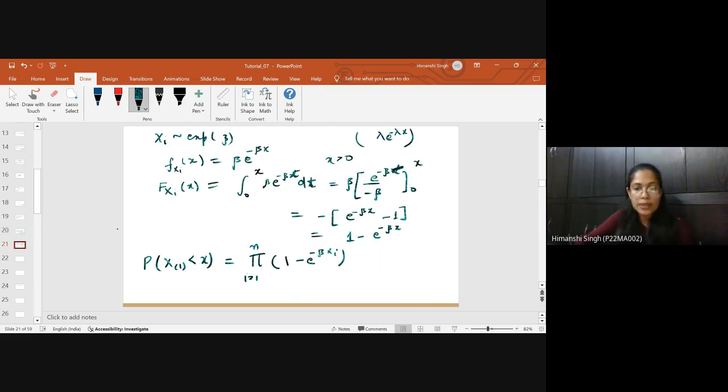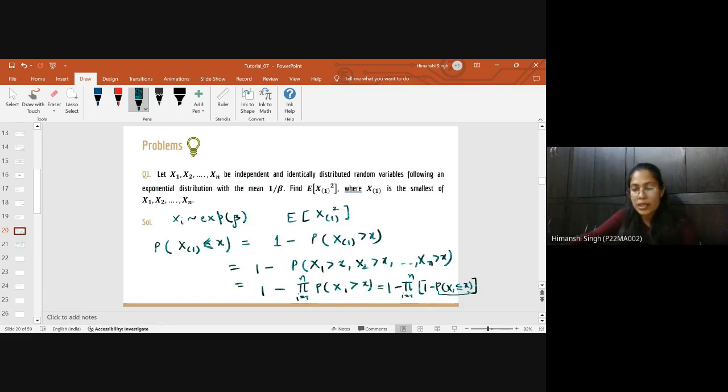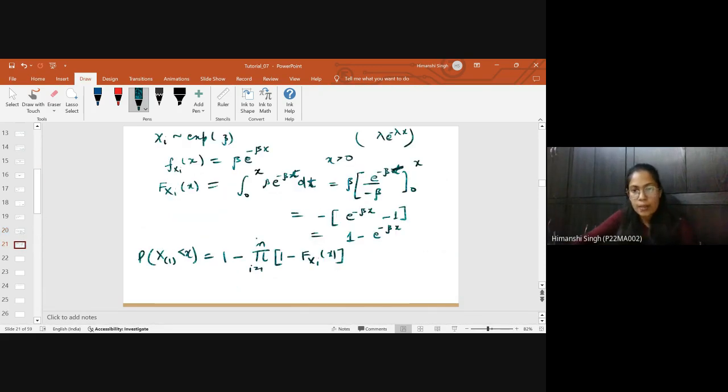So the format will be, oh, here I should replace it. So here it will be the probability that x1 is less than x equals 1 minus the product of i going from 1 to n of 1 minus F of xi at x. So I've just replaced this quantity with the CDF, F of x. Okay. Now this will be 1 minus the product, i going from 1 to n, of 1 minus this quantity.